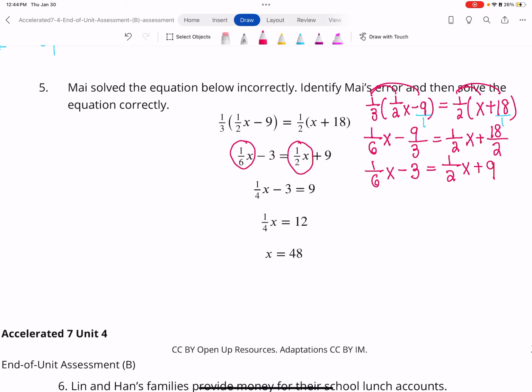Okay, so we can go ahead and combine like terms. We can move this -3 over to the other side. So I'm going to add 3 to both sides so that we can get rid of the -3 on the left side and combine the constant on the right side. So we end up getting 1/6x is equal to 1/2x plus 9 plus 3, which is 12.